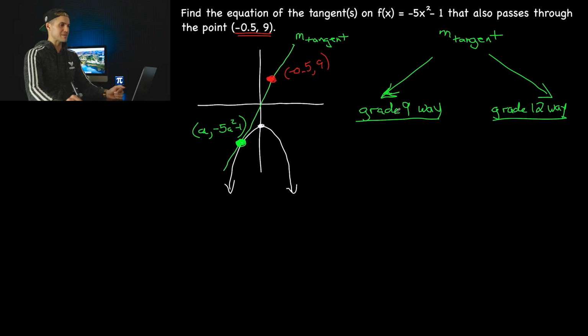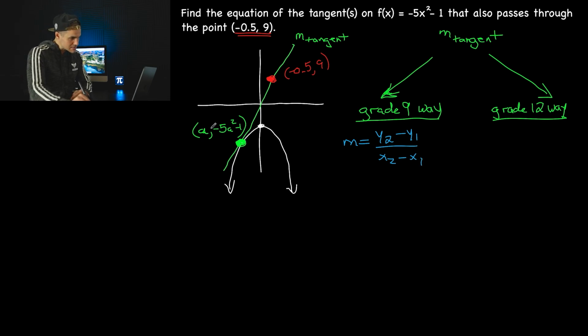Okay, so what do I mean by the grade 9 way? Let's maybe bring in a different color here. So the grade 9 way, what I mean is that if you have 2 points, x1, y1, x2, y2, we know that the slope of any line is y2 minus y1 over x2 minus x1, like that.